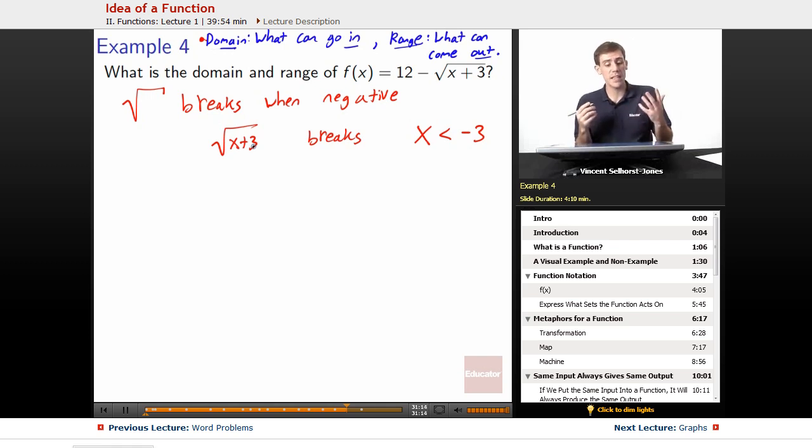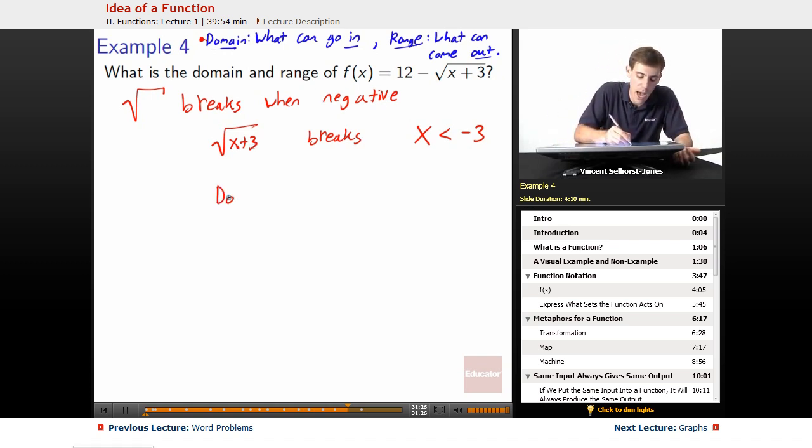So -3 is an allowed value because square root of -3 plus 3 would be square root of 0. We do know what the square root of 0 is. It's 0. So the domain works for -3 and higher, right? Everything is still reasonable higher than that. So our domain is going to include -3, and it's going to go anything higher than that.